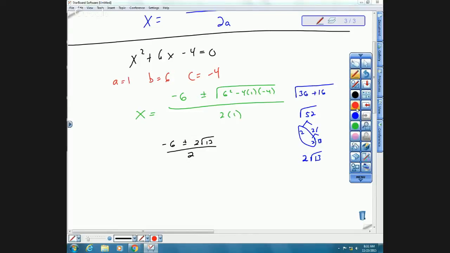There's one last thing I can do here. How many terms do I have in this problem? 3. How many can I divide by 2? All 3 of them, right? This one has a 2 on the outside, this has a 2, and this one has a 2. So I end up with negative 3 plus or minus the square root of 13. Divide that by 2, divide that by 2, divide that by 2.